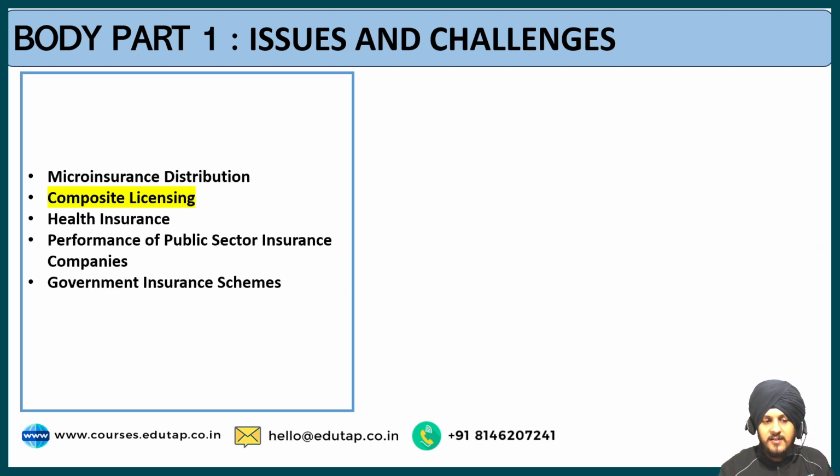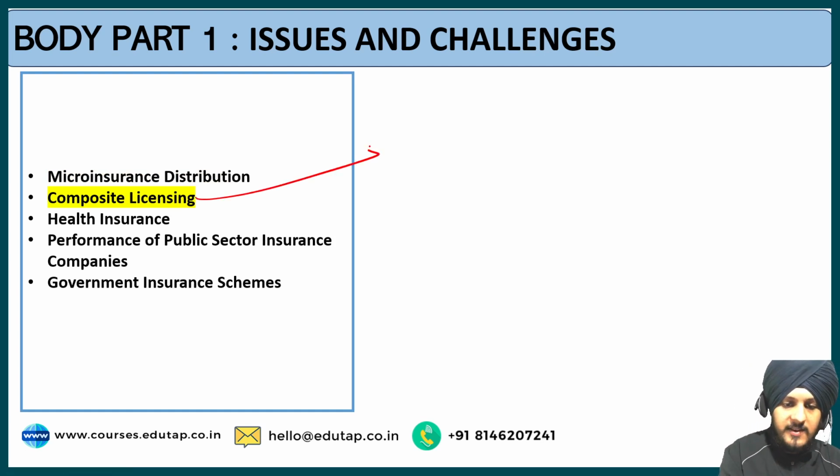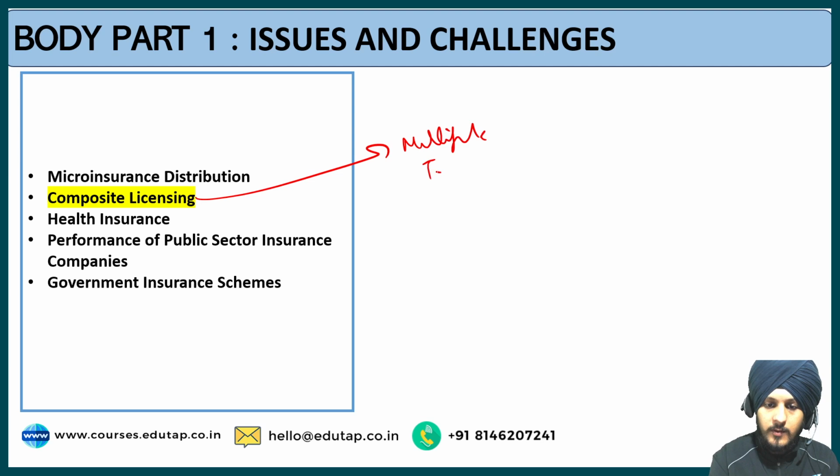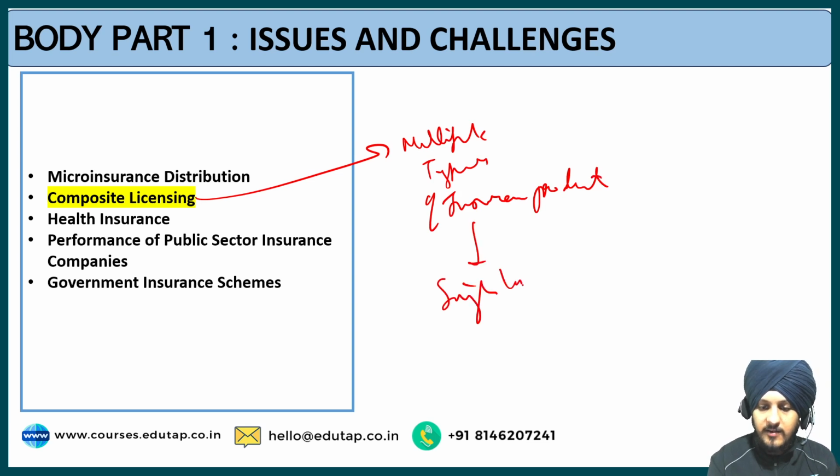The next challenge is regarding composite licensing. Composite licensing means the practice of allowing an insurance company to offer multiple types of insurance products, and that too under a single license.